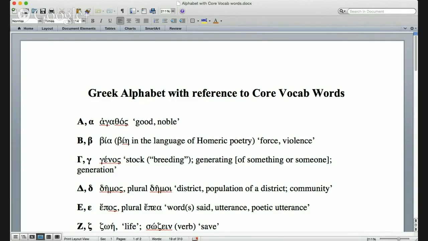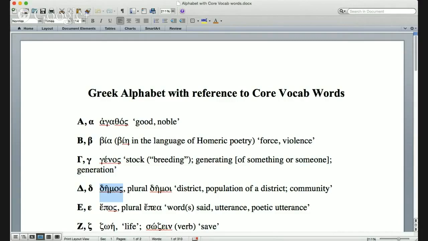So far, our letters sound pretty much like they would in English, and that continues. Delta, the fourth letter, capital delta and a lowercase delta, in ancient Greek is just a D. In modern Greek, it's different, but in classical and earlier Greek, it's just a D. So our core word there is demos, meaning district, population, also comes to mean people, from which we get democracy.